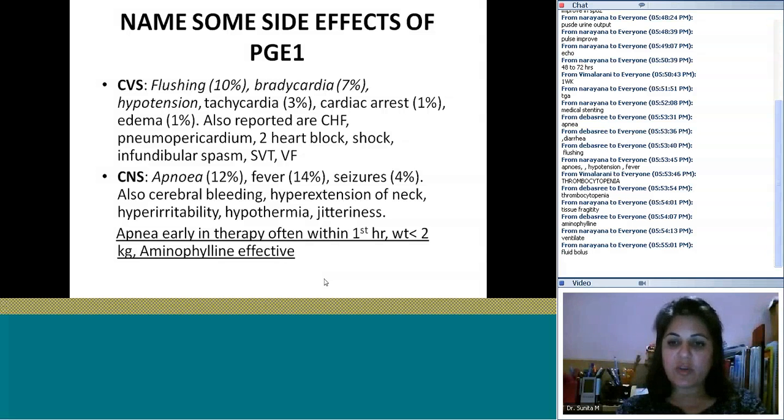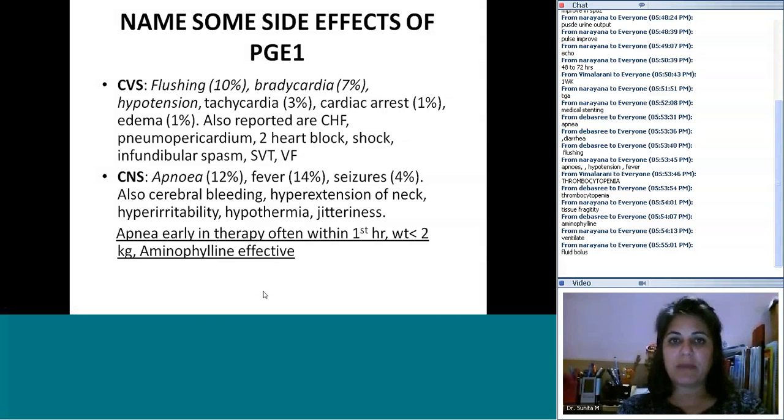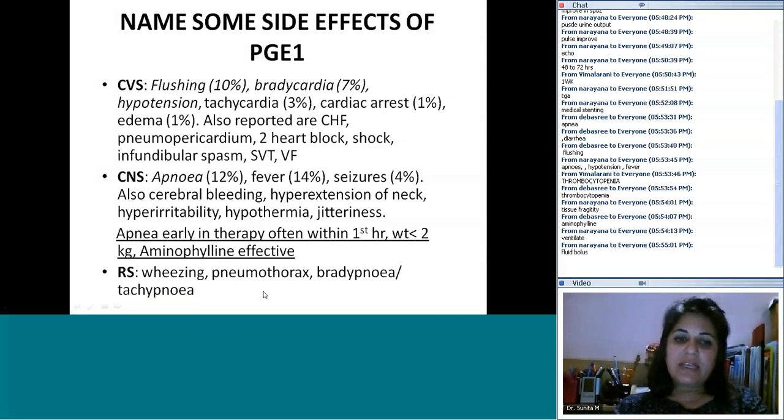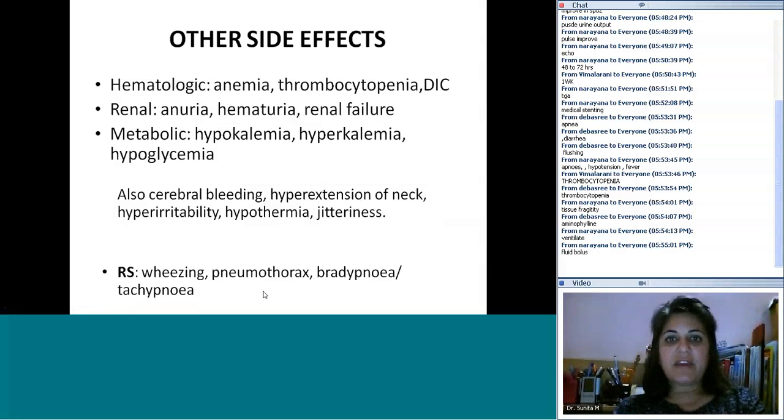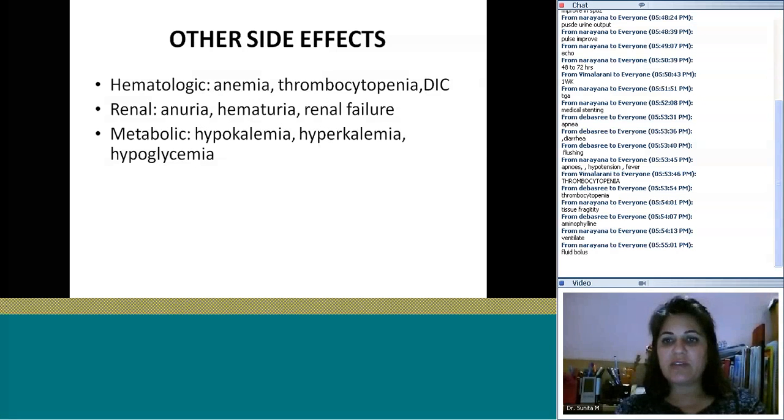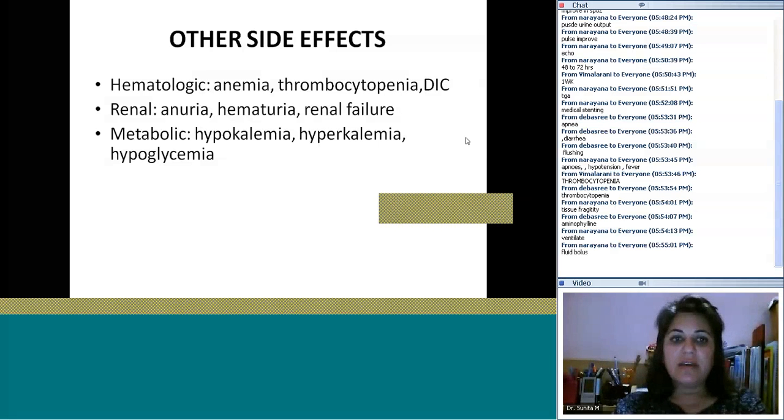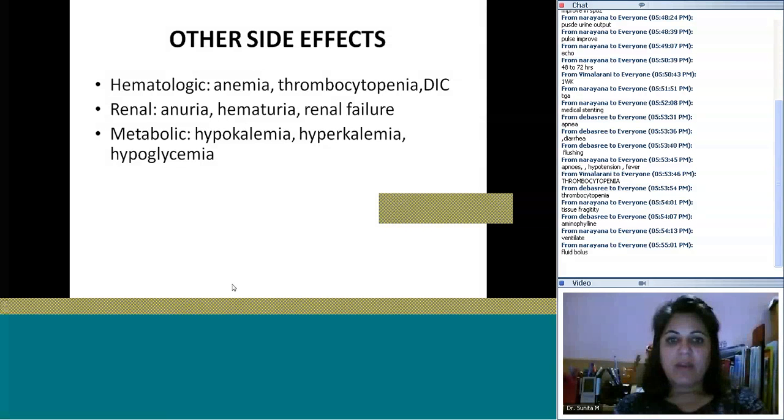Remember, smaller kids, like preterm babies, have respiratory centers that are not well developed. They are more prone to apnea. So weight less than 2 kilos, they have a higher incidence of apnea. Wheezing, tachypnea, another side effect, and a few others like hematologic. So when you get asked this in your exam, please divide it up. Cardiac, neurologic, hematologic: they can get anemia, thrombocytopenia, DIC. Renal, like anuria, hematuria, renal failure, and so on. Metabolic, like hypokalemia, hyperkalemia, and so on.